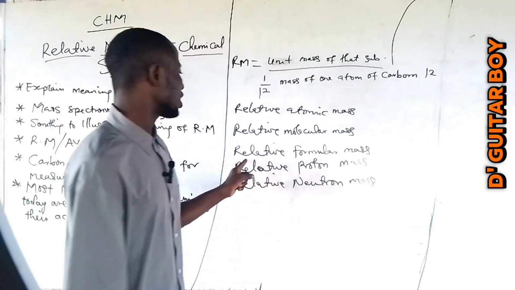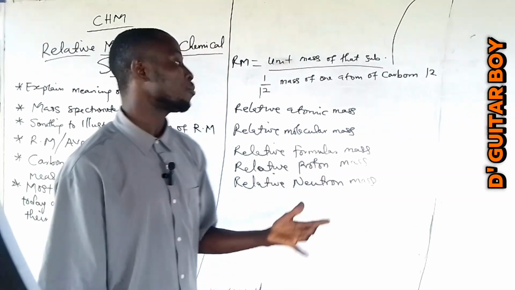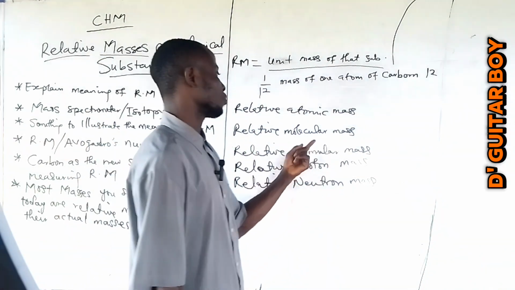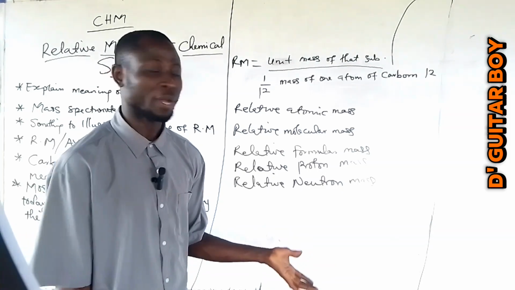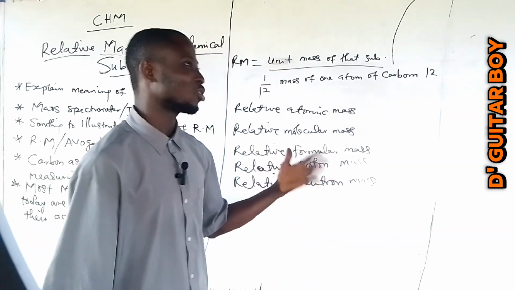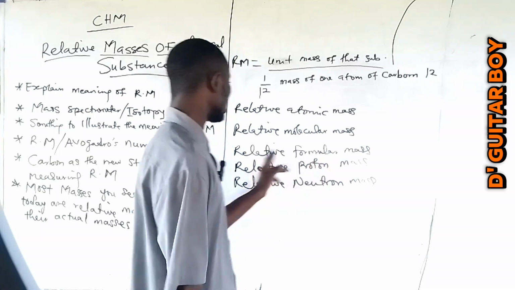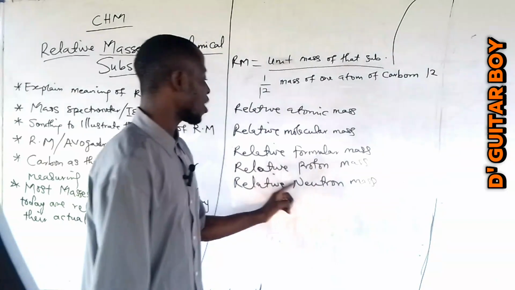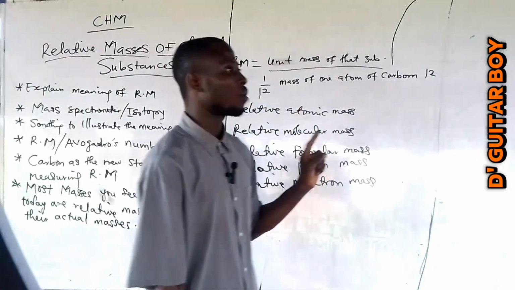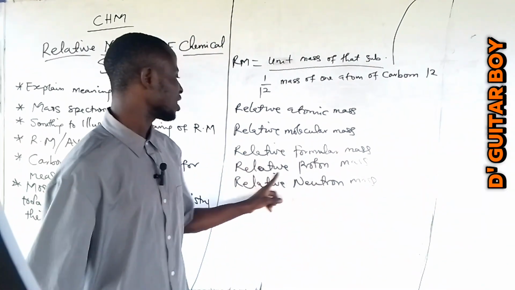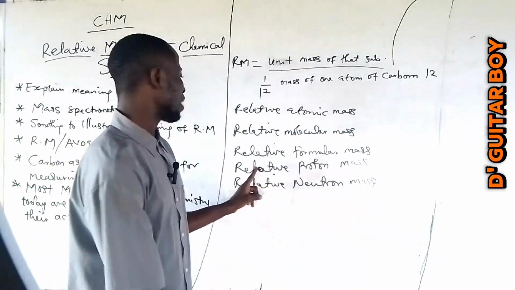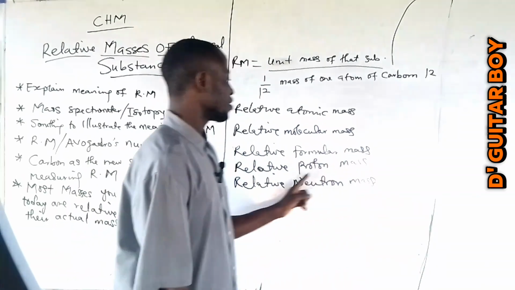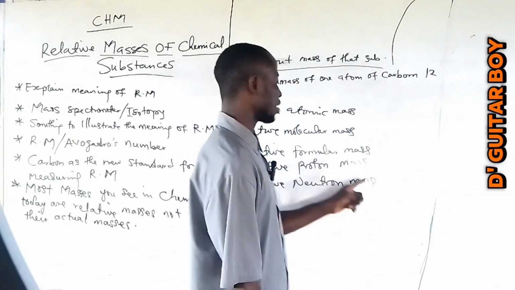If I say what is relative formula mass, the reason why I use formula mass here is because most substances are not atoms, they are not molecules, some substances are ionic compounds. So this is a general umbrella for everything. What is formula mass? It is the mass of one formula unit per 1/12 the mass of one atom of carbon 12. Then if they say what is relative proton mass, it is the mass of one proton per 1/12 the mass of one atom of carbon 12.